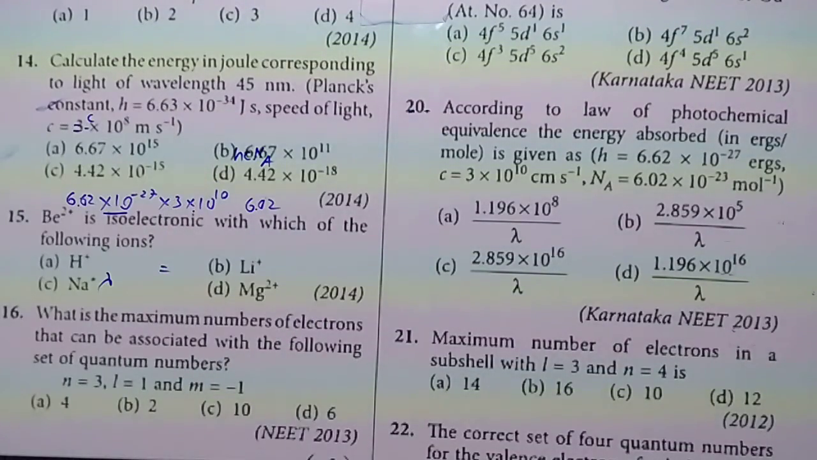A. Photochemical equivalence means the energy of 1 mole of photons absorbed in erg. All values are taken in CGS, and on that basis the derived value is A. A is our answer.